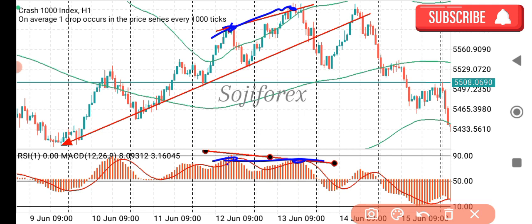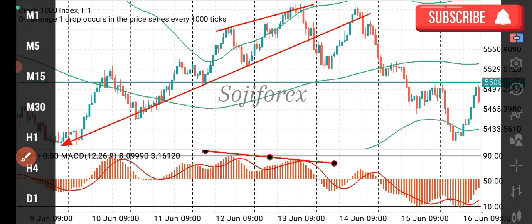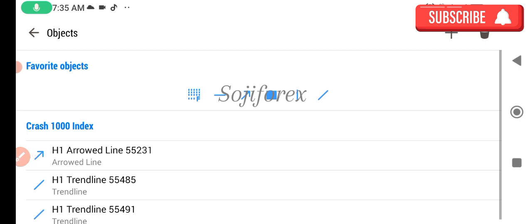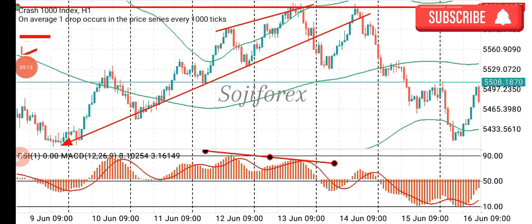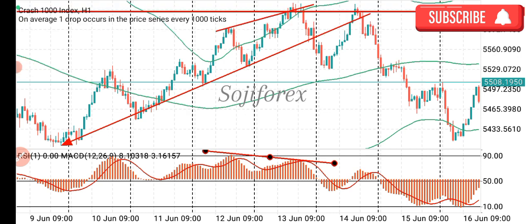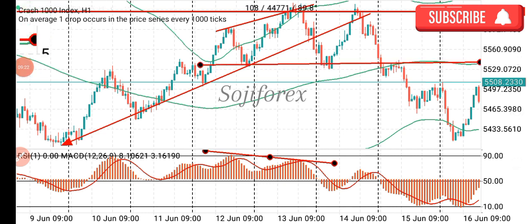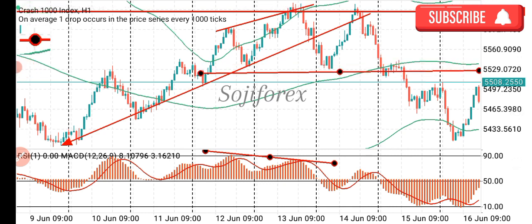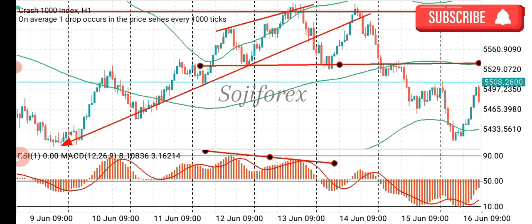Now that we have spotted a divergence, it is important that you mark your areas of support and resistance. So what do we do? Here becomes our area. We have a resistance here. All our structural points are our areas of support and resistance. We have another one here.